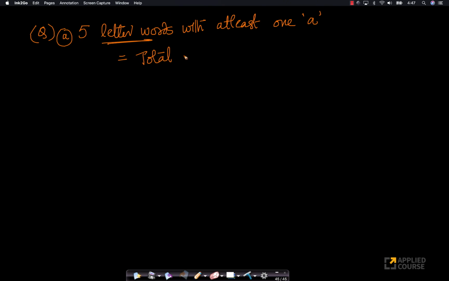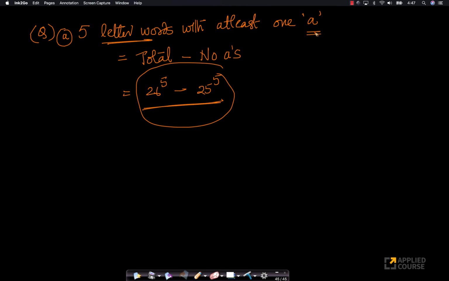The total number of ways minus at least one A can be written as minus no A's altogether. If I take all the 5-lettered English words, how many are there? 26 power 5. How many of them don't have an A? If you remove A, there are 25 alphabets. So 25 power 5. So this is the number of 5-lettered words with at least one A. Because computing with at least one A is slightly tricky, we wrote it as the total number of words minus no A's altogether. This is an easier way of rephrasing your problem and solving it.